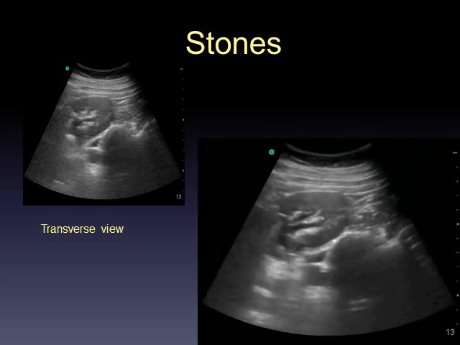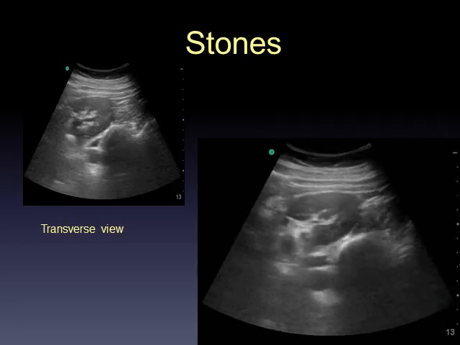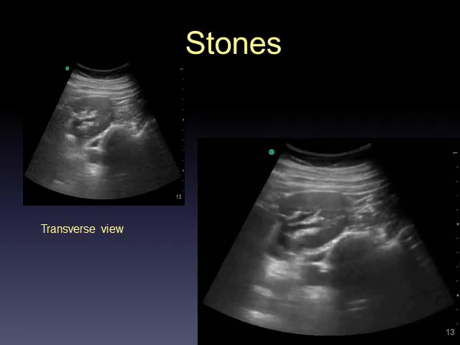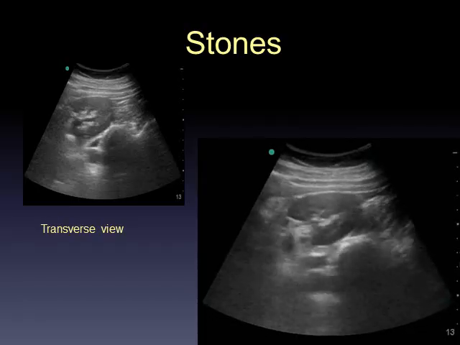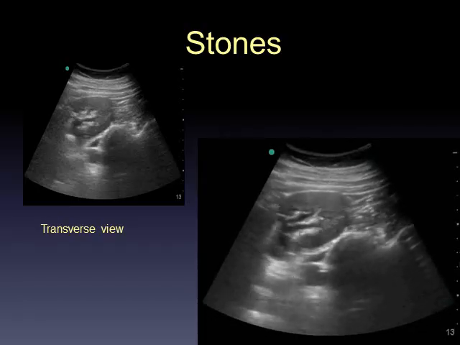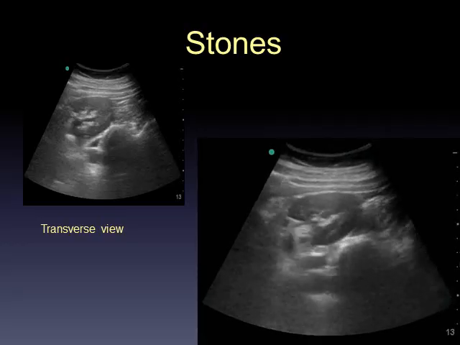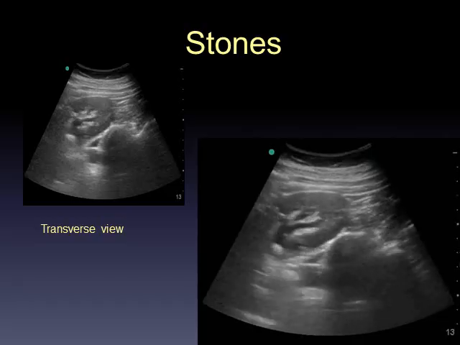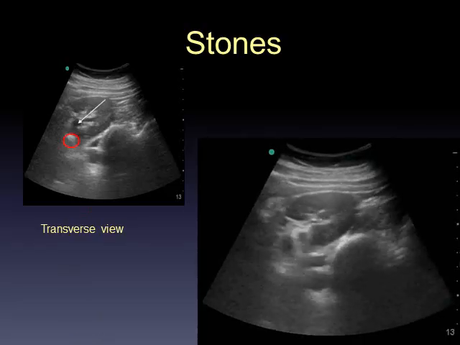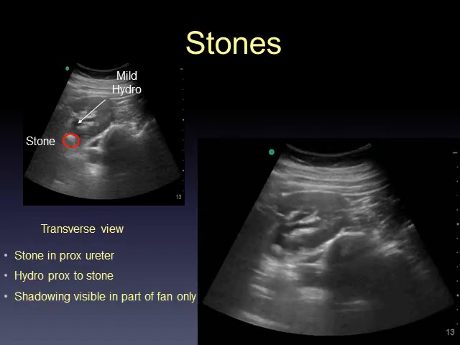And here is a stone in the transverse view. Now we can see a hyperechoic structure with some fluid behind it, being some mild hydronephrosis. When looking at the video, we can see that there isn't really obvious shadowing until just the end of the clip about there. This illustrates again the importance of fanning an ultrasound in order to get all the information you need. I'm pointing the stone out. There it is. It's a mild hydro.